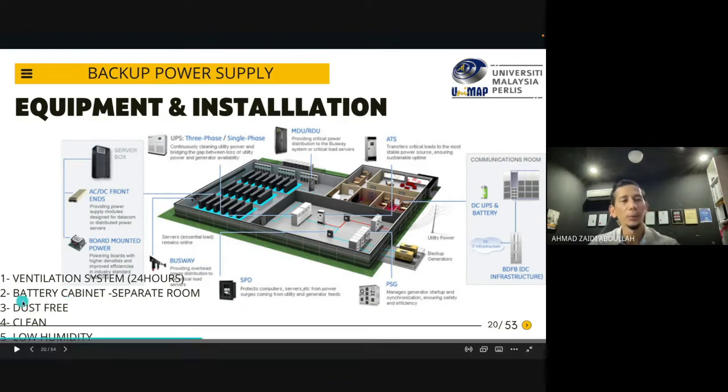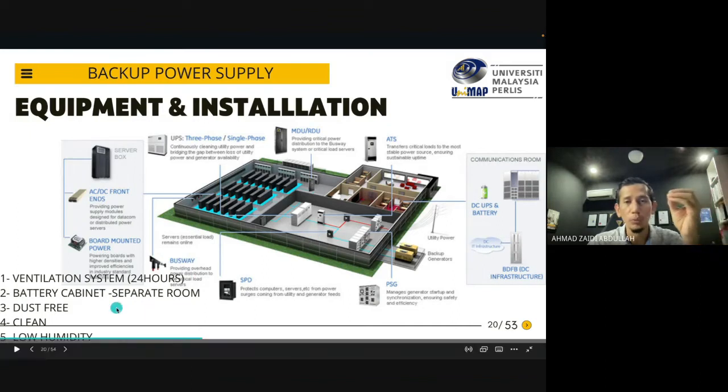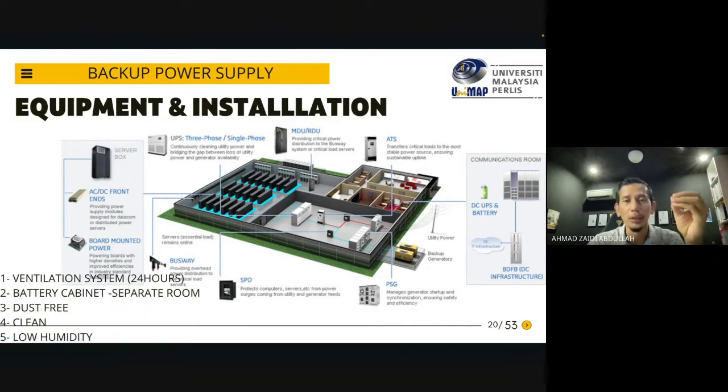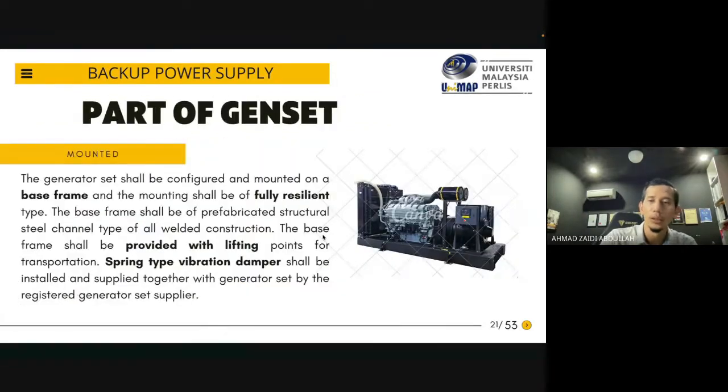And then we have battery cabinet. Battery cabinet kalau you tengok kat belakang ni kan, dia ada battery cabinet. So di another room, separate room with the UPS. Okay, sebab when we dealing with UPS, we will have a lot of number of battery. Dia not enough with one or two. It must have a parallel or series of number of battery. Okay, and then the room must be dust free, clean and low humidity. Okay, so that one I will cover next week for the genset.